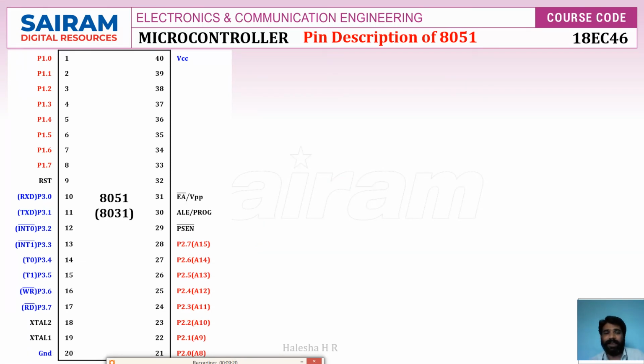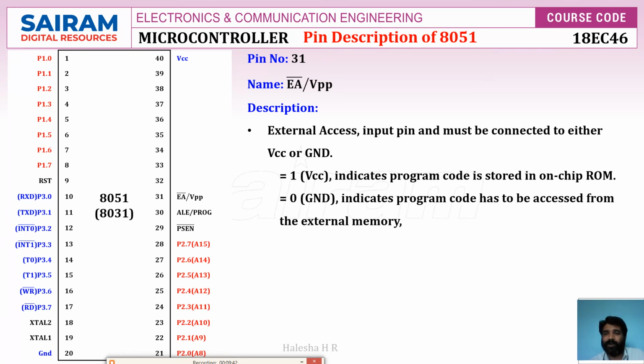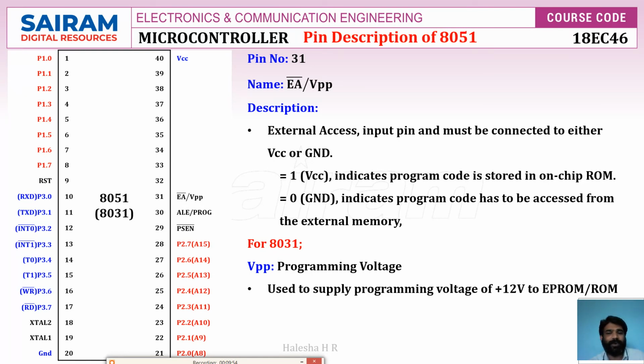And the next pin, EA bar VPP. I mean, it is EA bar for 8051 and VPP for 8031. It is an external access input pin and must be connected to either VCC or ground. Connected to VCC indicates the program is stored in the on-chip memory. If it is ground, it indicates the program has to be accessed from external memory. And for 8031, it is a programming voltage, used to supply a programming voltage of 12 volts to the external EEPROM. EEPROM is electrically erasable programmable read-only memory.